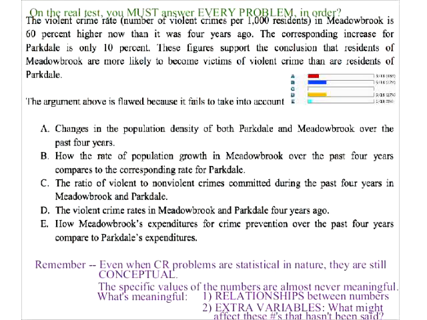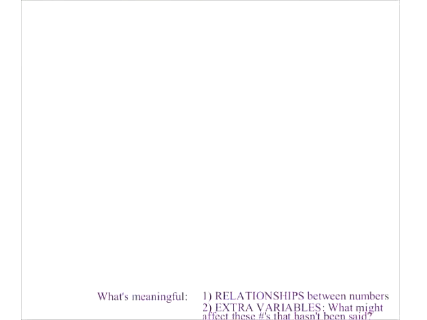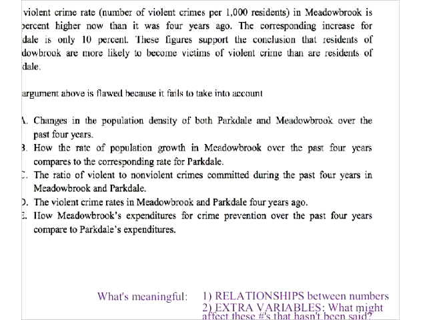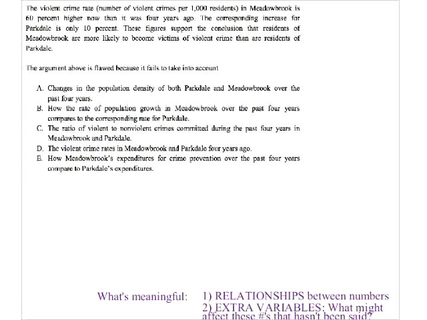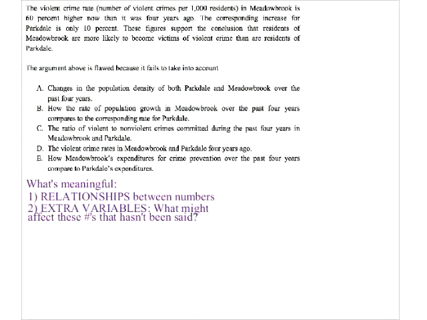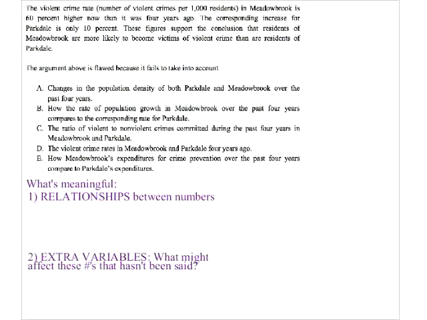So there's that. And then let's move the problem onto this page as well. Okay, I'm going to make your text a little bit smaller so that we can fit some more discussion on the page. So what's meaningful in this problem? Well, what are the relationships? In this case, the relationship is sort of simple. Namely, the percent increase in violent crime is a lot higher in Meadowbrook. So, percent increase in crime is much higher in Meadowbrook. That's all you're supposed to get out of those numbers.